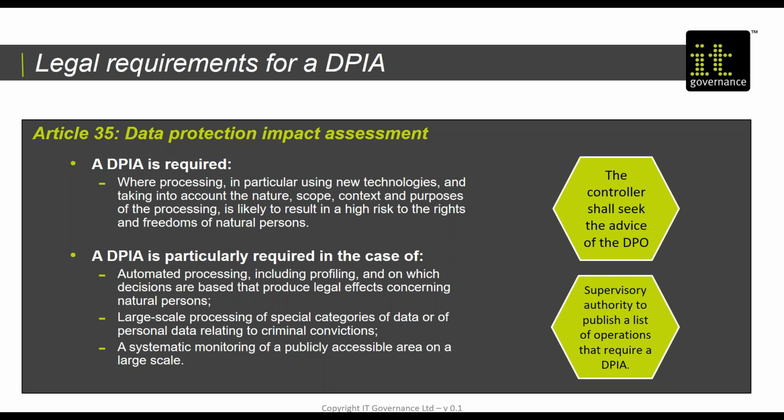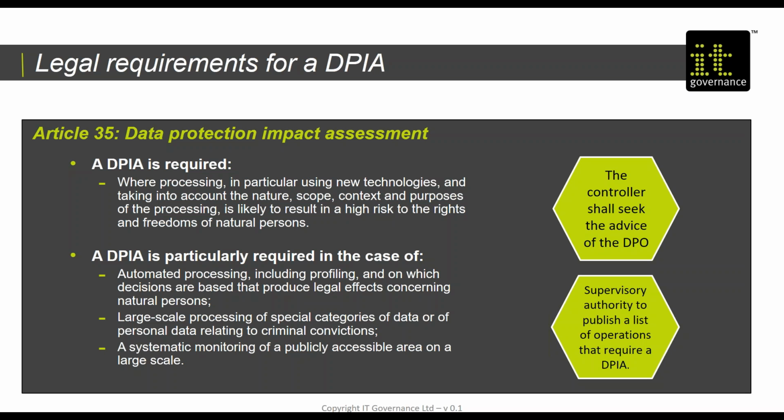The third requirement is the systematic monitoring of a publicly accessible area on a large scale, and that means, for instance, CCTV. You're monitoring lots of people, not maybe on a single back garden, but if you're monitoring large numbers of people in the public area, like in a square, or people coming in and out of a building, those are all potentially going to get caught by this third category.